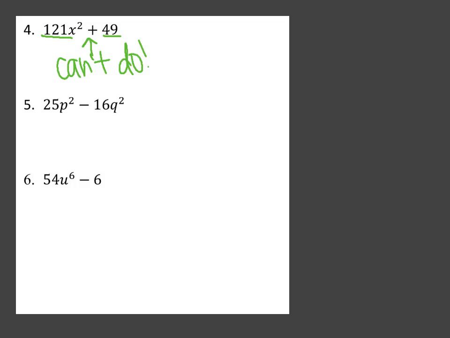Now let's look at question number 5. Again, I should check GCF first. 25 and 16, do they have anything in common? No, they don't. So now I see a subtraction sign, so I know I can do difference of squares. So I'm going to go ahead and get my parentheses ready.